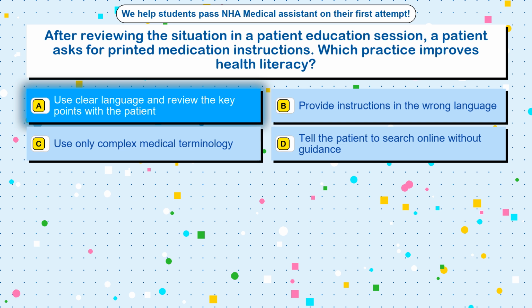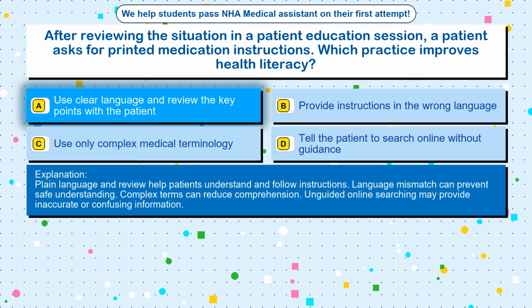The correct answer is option A. Use clear language and review the key points with the patient. Plain language and review help patients understand and follow instructions. Language mismatch can prevent safe understanding. Complex terms can reduce comprehension. Unguided online searching may provide inaccurate or confusing information.